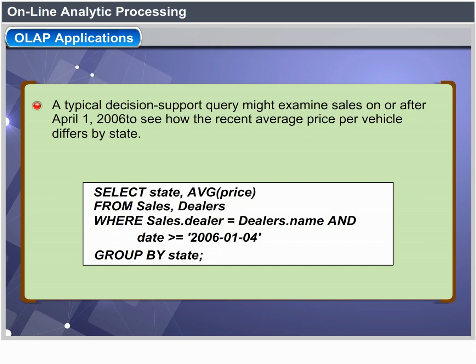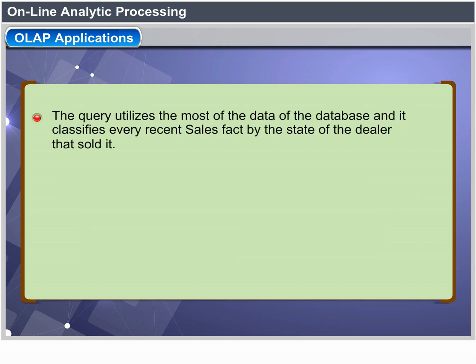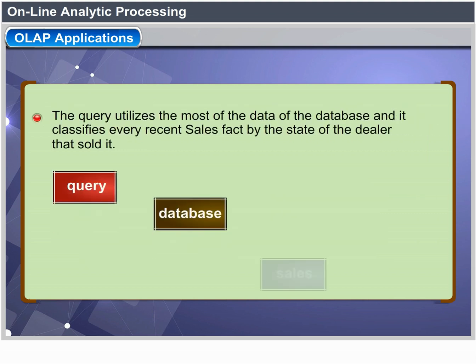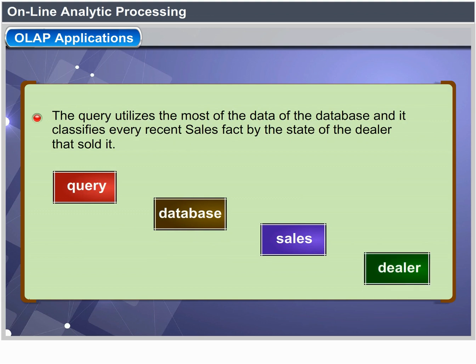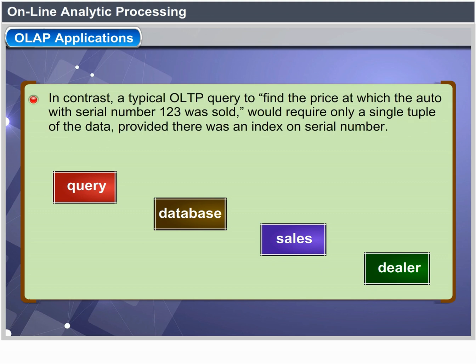The query touches much of the data of the database, as it classifies every recent sale backed by the state of the dealer that sold it. In contrast, a typical OLTP query, such as "find the price at which the auto with serial number 123 was sold," would touch only a single tuple of the data, provided there was an index on serial number.